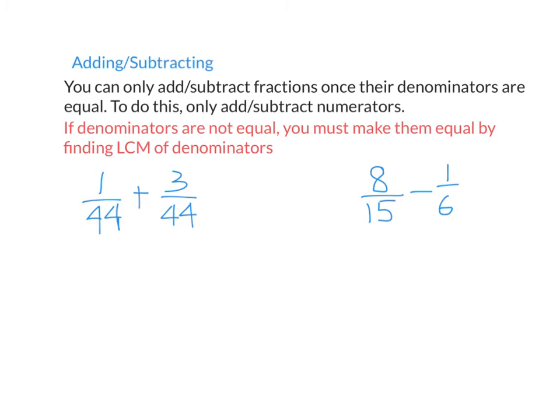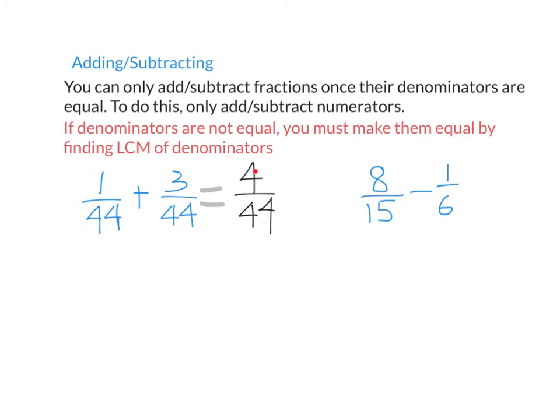What's difficult about this is that you can only add or subtract fractions when their denominators are equal, when you have the same number on the bottom. And when the numbers on the bottom are the same, you only add or subtract the numerators. You don't do anything to the denominators. So here, both fractions have the same denominator, so I can add them. So when I'm adding fractions, I only add the tops. 1 plus 3 is 4, and then I leave the denominator the same. I don't go 44 plus 44, I just leave it.